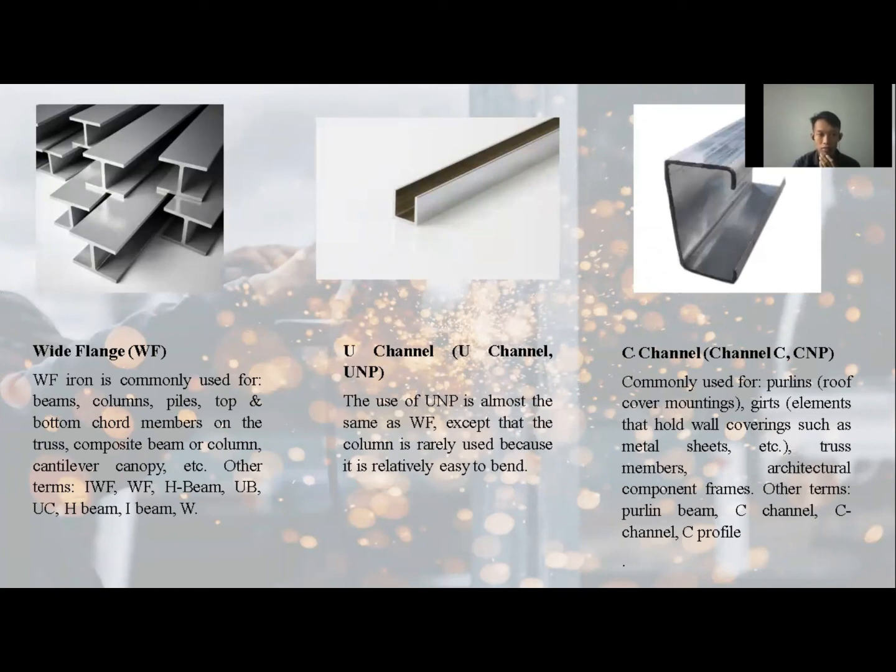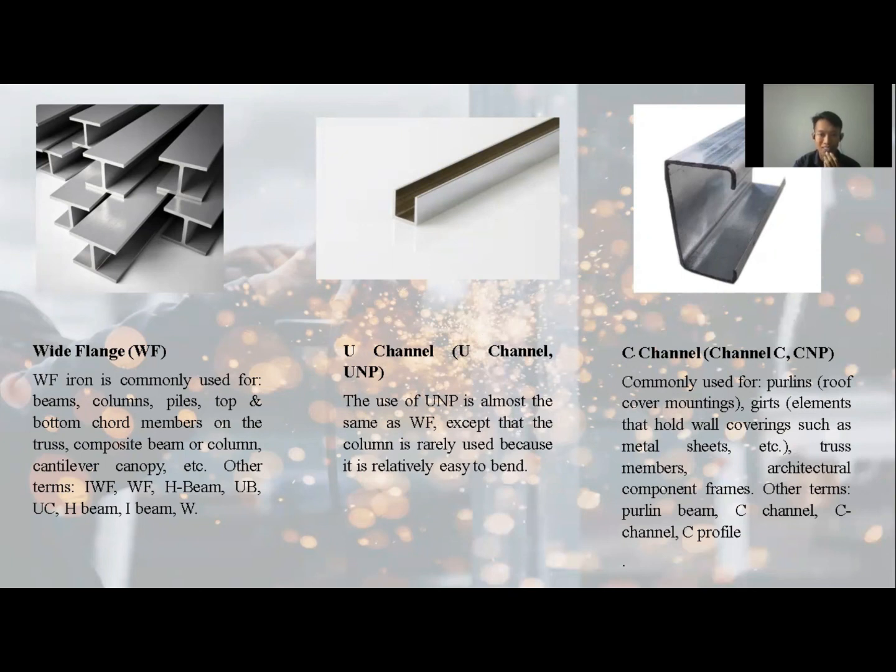The first one is wide flange or WF. WF iron is commonly used for beams, columns, piles, top and bottom chord members on the truss, composite beams or columns, cantilever canopies, etc. The second one is U-channel or UNP. The use of UNP is almost the same as WF, except that it is rarely used as a column because it is relatively easy to bend.